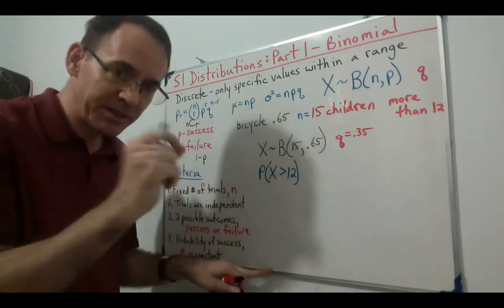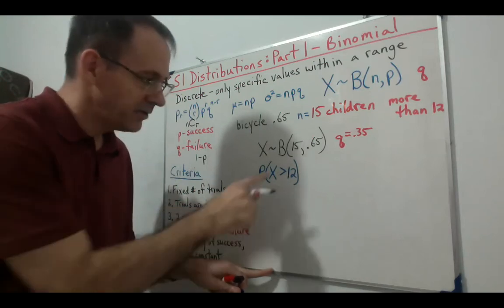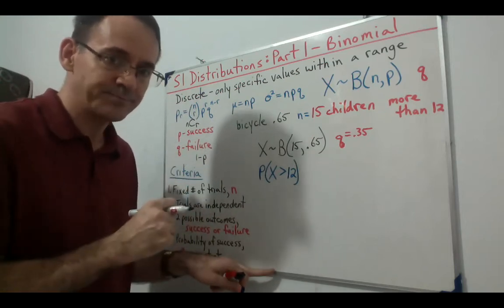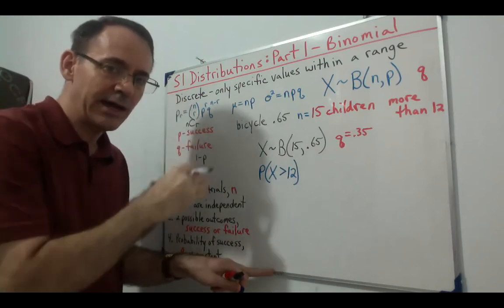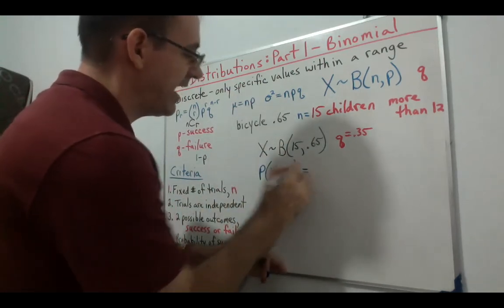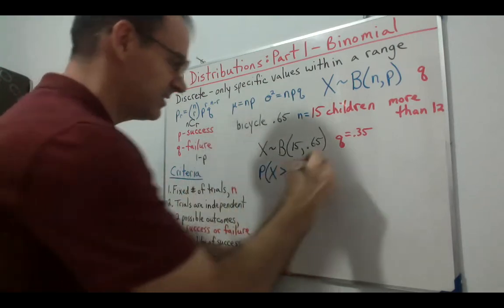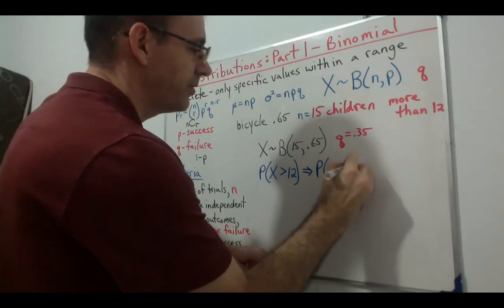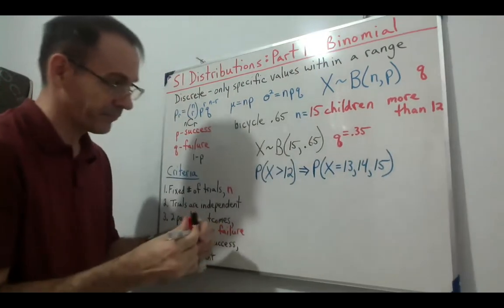So this is something to write in your notes about binomial distribution. Pay attention to the inequality, whether it includes or does not include the equal sign, because it's discrete. Meaning if it does not include the equal sign, you have to move on to the next number. So this is the same as the probability that X equals 13, 14, and 15.